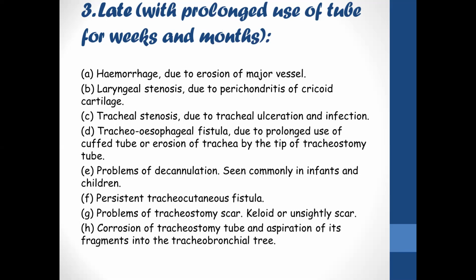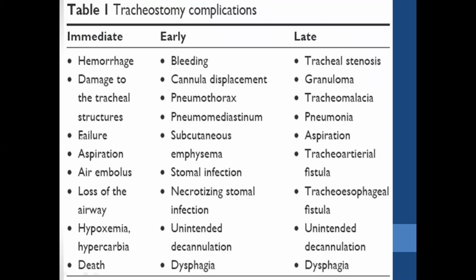E. Problems of decannulation, which is commonly seen in infants and children. Persistent tracheocutaneous fistula, then you can get problems of the tracheostomy scar. You may get a keloid or unsightly scar. Then you may have corrosion of the tracheostomy tube and aspiration of its fragments into the tracheobronchial tree. So basically this is a summary of the complications.